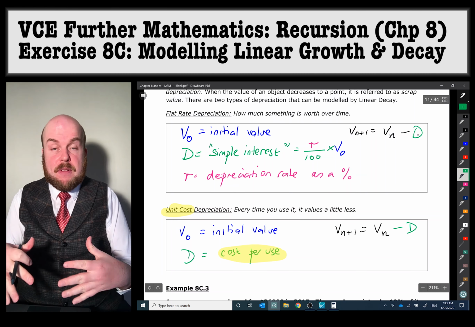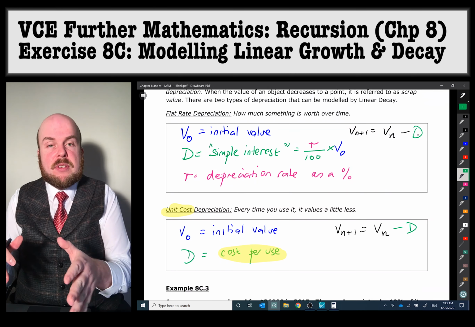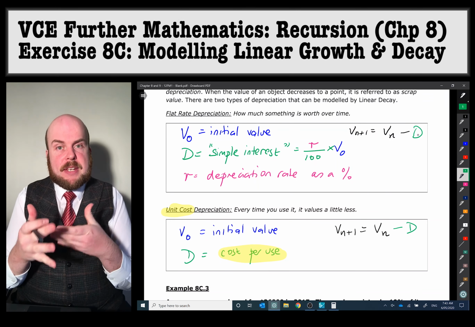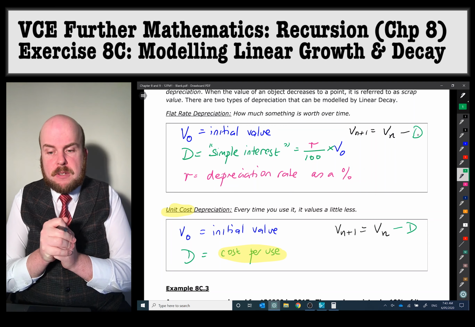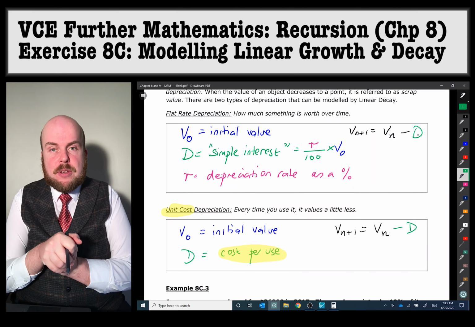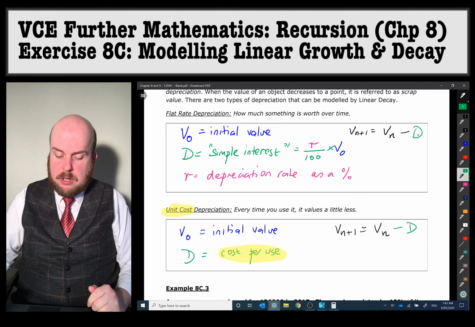So the difference between the two is as soon as you see flat rate, that means we have to calculate using the simple interest formula. If you see unit cost, that is an actual dollar amount.